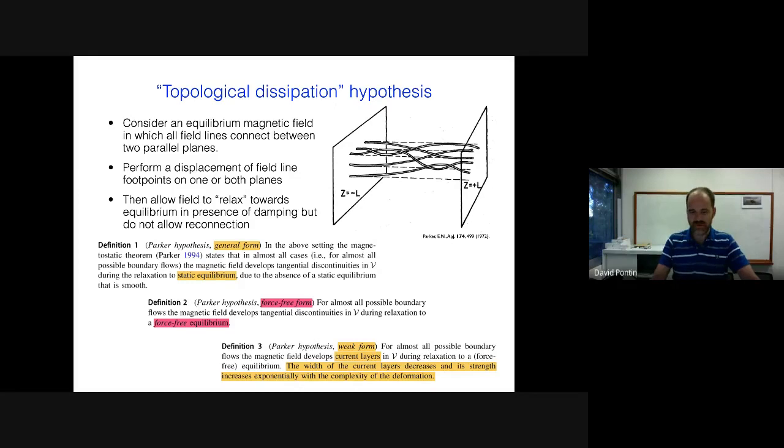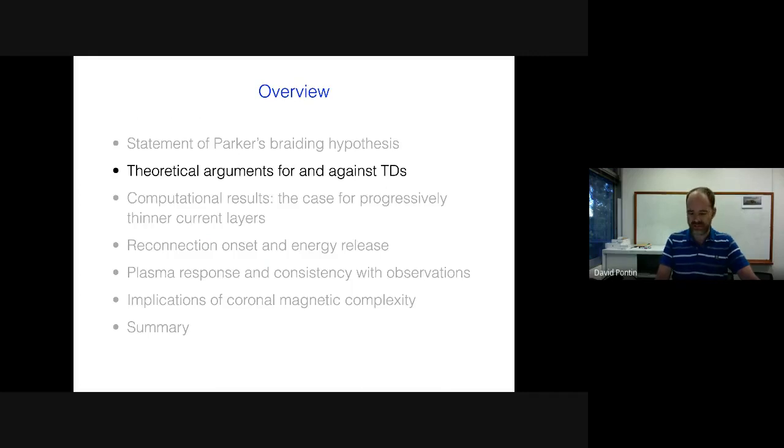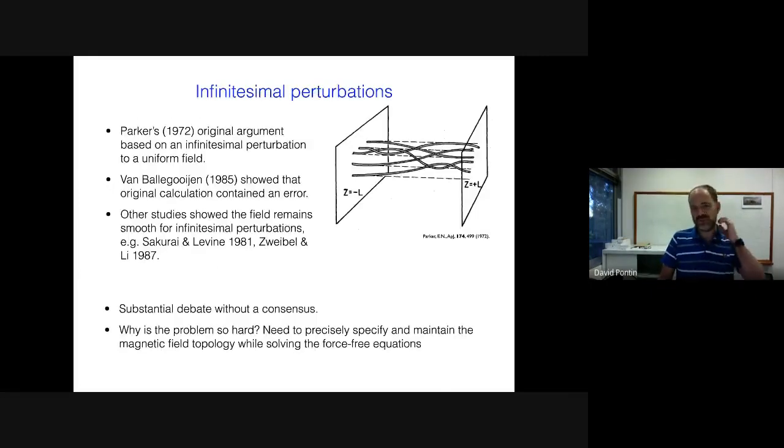Okay, and we'll look a little bit more at these as we go through the next few slides. So I'm going to start out by outlining a few of the theoretical arguments for and against the formation of tangential discontinuities of the magnetic field.